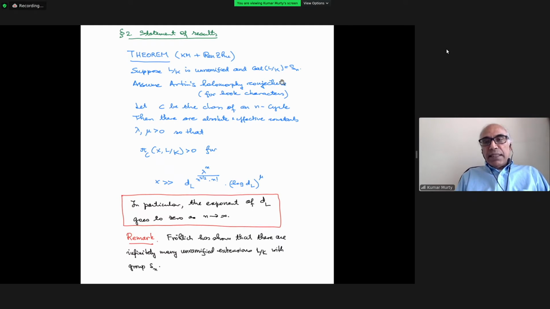Now remember, the degree is n factorial. So this actually is quite small relative to the degree. Okay? But in particular, what we get is a bound for the least prime whose Frobenius conjugacy class is an n-cycle, which has an exponent of the discriminant going to 0.